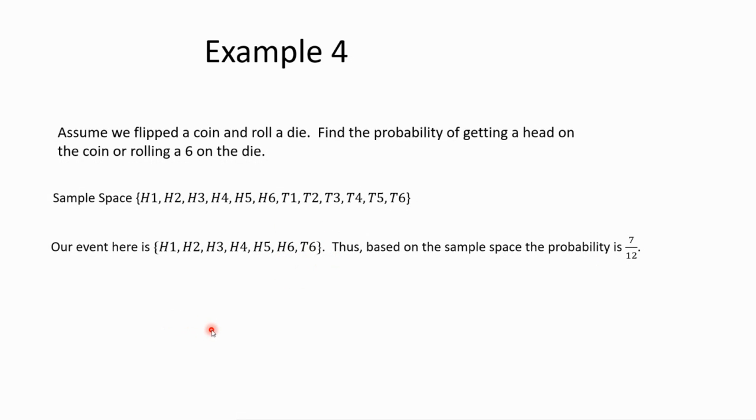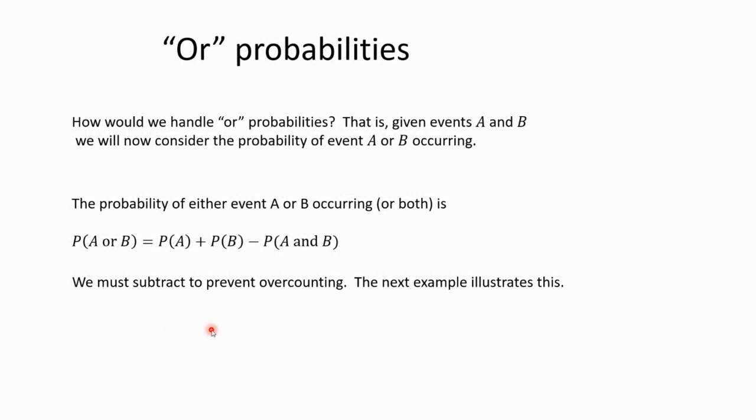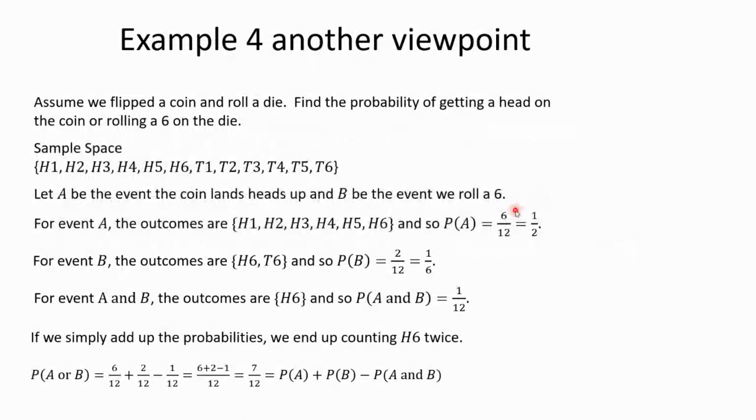7 out of 12. So we know that's the right answer. Let's try the formula, though. When we do that, you'll see why we have to subtract here. Basically, whatever's in A and B, you end up counting more than you should, and that's why you have to subtract. So again, let's use the formula.